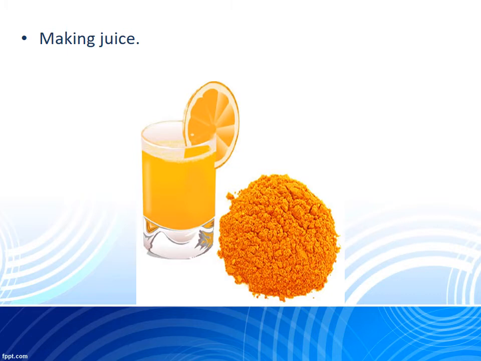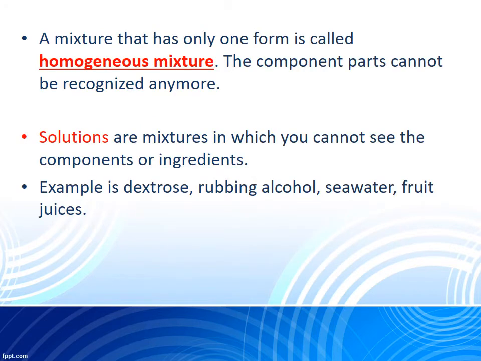That is similar to making a juice. Let's say, for example, in this illustration, you can see the water mixed with the orange juice powder. You can see the result. It has only one form. A mixture that has only one form is called a homogeneous mixture. From the word homo, which means one, you can already have a clue that the mixture will only have one appearance. The component parts cannot be recognized anymore because one part has already dissolved in the mixture.